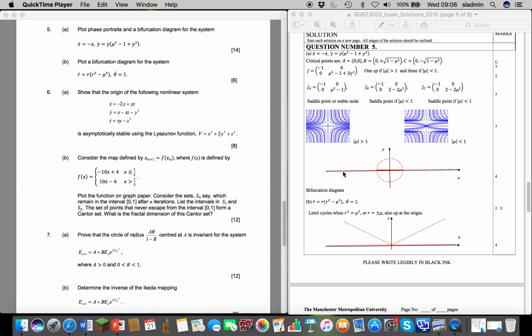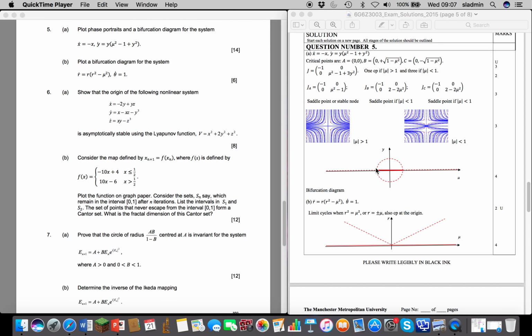So you can see that the origin is always a critical point, but when mod mu is bigger than 1, the critical point is unstable because it's a saddle point. And when mod mu is less than 1, we have a stable node. So that's why this line here is solid, because it is a stable node when mod mu is less than 1. So this goes between -1 and 1.